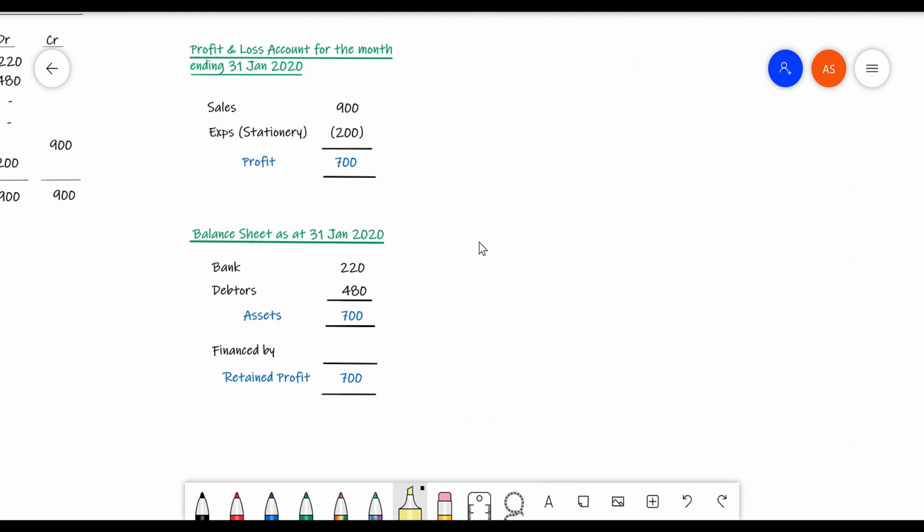Voila! Just two final things to note. You'll notice our profit is £700, but our cash balance is 220. Profit does not equal cash. You cannot spend profit, only cash, and that's a very, very important thing to remember.